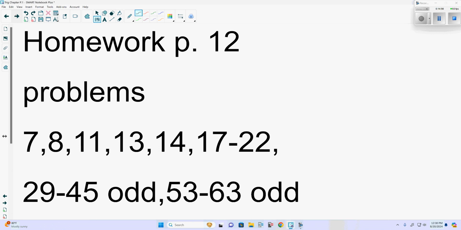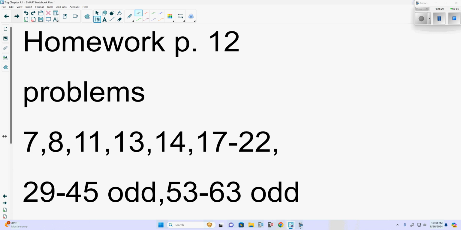29 through 45 odd. So 29 through 37 odd, evaluate the expression. 39 and 41, you're just putting the appropriate symbol, less than, greater than, or equal to. 43 and 45, find the distance between the 2 points. Because we talked about that briefly today, I can put that back up if we need.